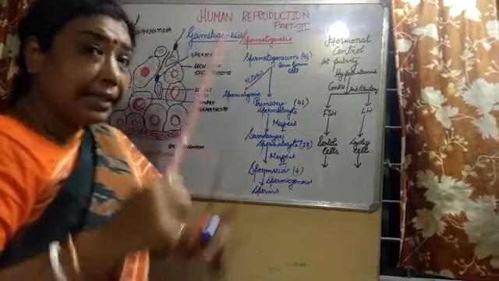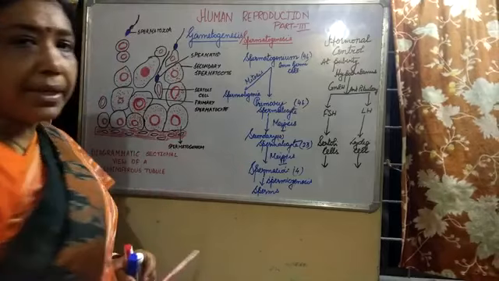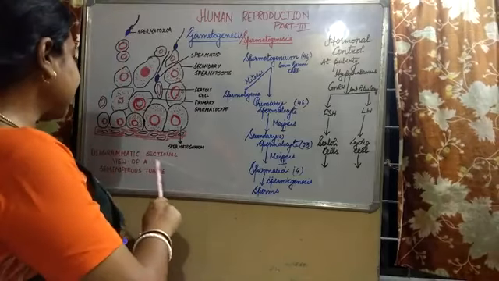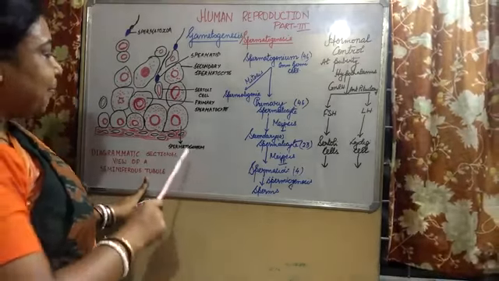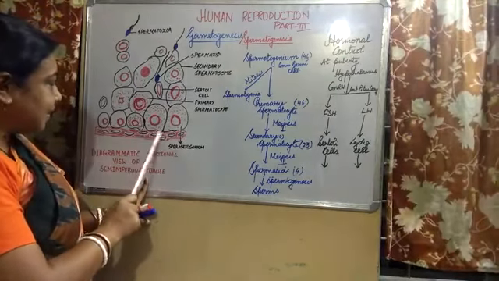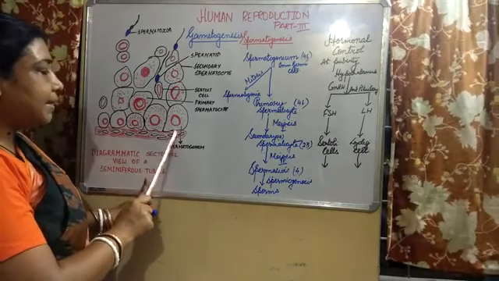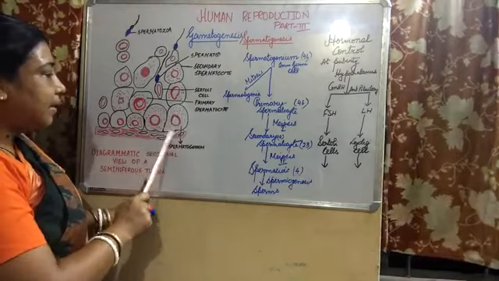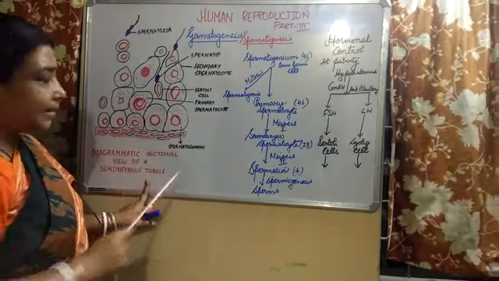Now, there is one more diagram in your NCERT book. See, I have drawn it over here. This is a diagrammatic sectional view of a seminiferous tubule. I told you now, the inner walls of this seminiferous tubule are lined with what? Male germ cells and Sertoli cells.